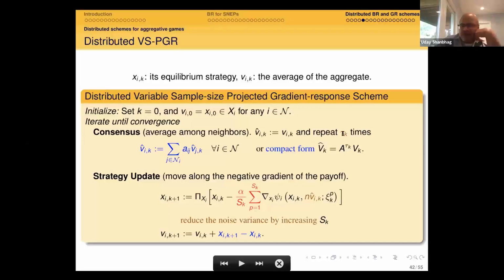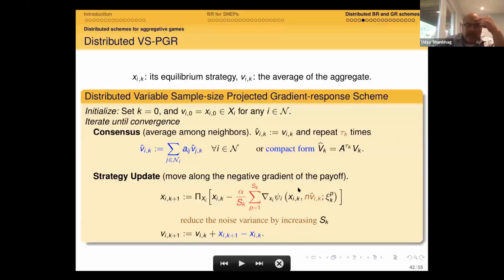So you have tau sub k communication rounds, and then when you do projected gradient response, you don't just use a sampled gradient, you use a sample average using S sub k sampled gradients. So there are two key changes. This kills the noise. This tau k reduces the consensus error.